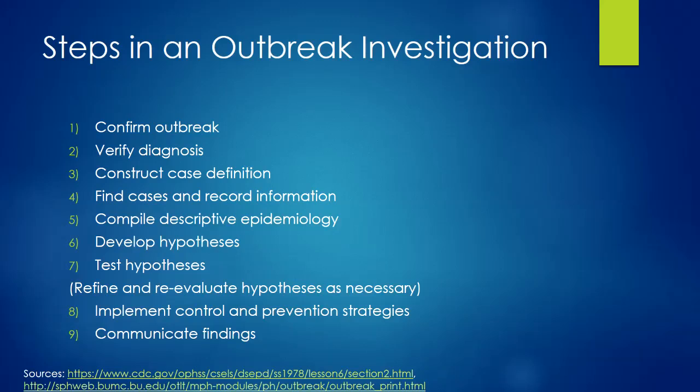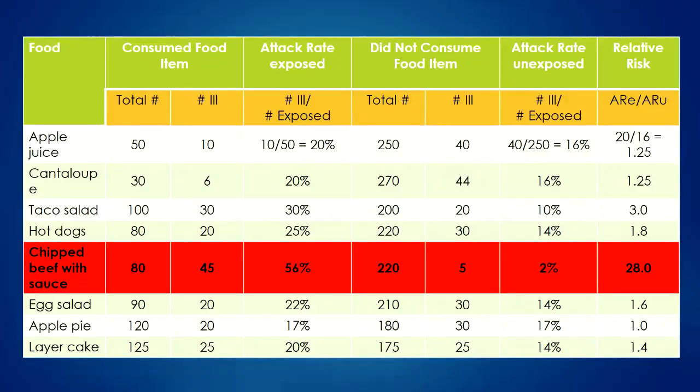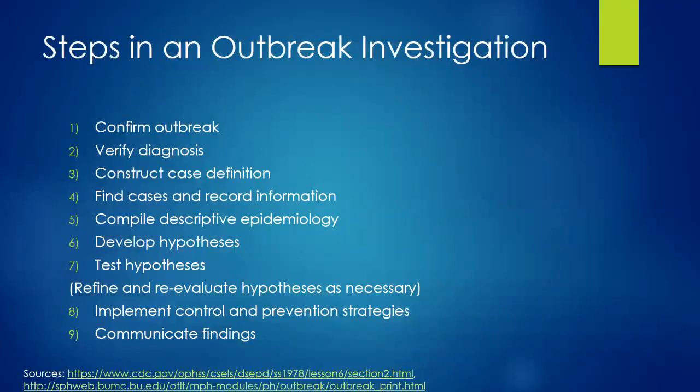Then we'd want to collect person, place, and time information to construct some descriptive epidemiology around the outbreak. From that, we develop hypotheses, as we did here. Our hypothesis would be that this chipped beef with sauce is the cause. And then we'd want to test that hypothesis. So maybe there are still some samples of the food, or we could evaluate the food preparation methods to see if it's clear whether something went awry.